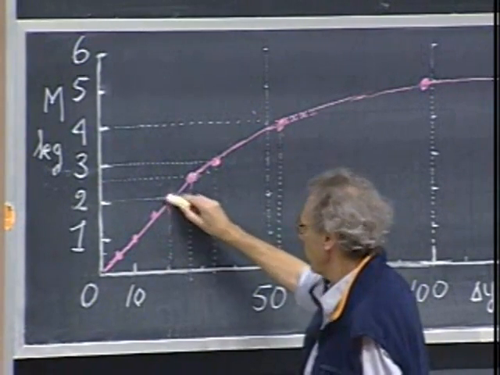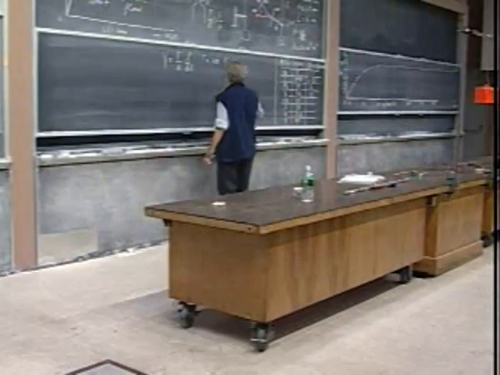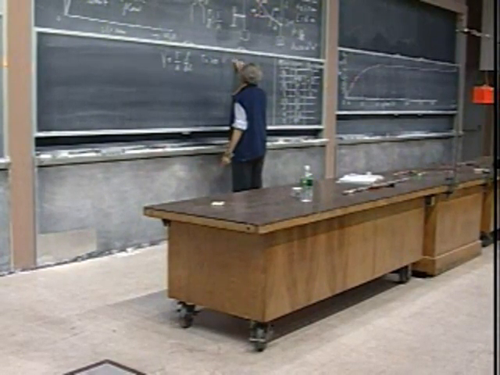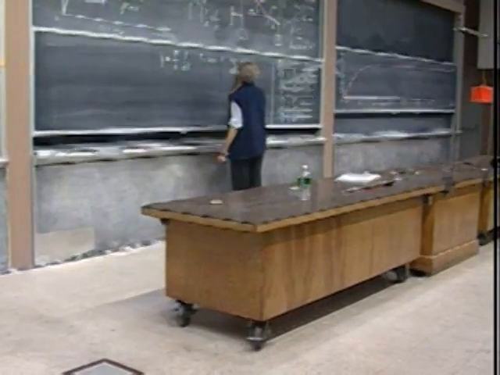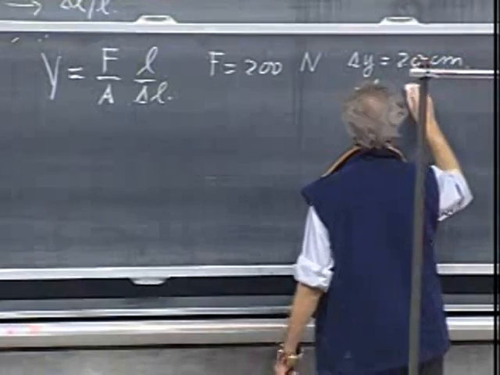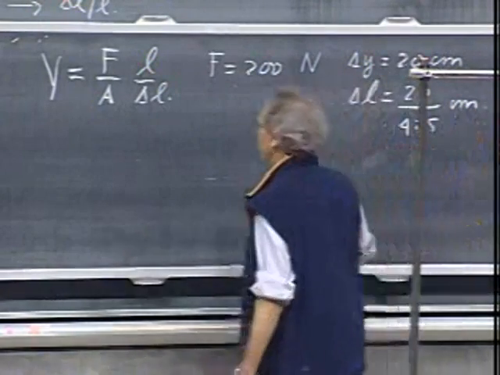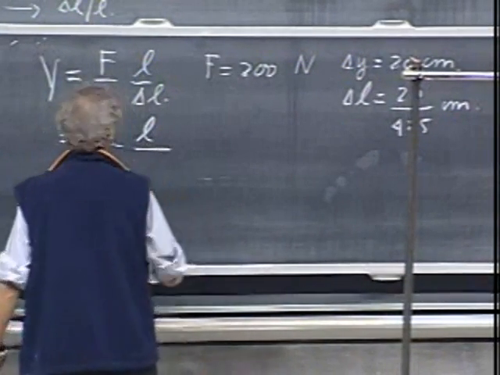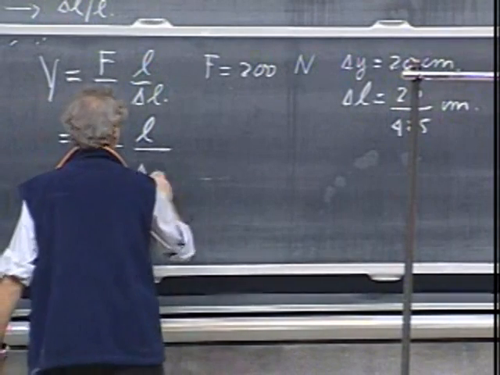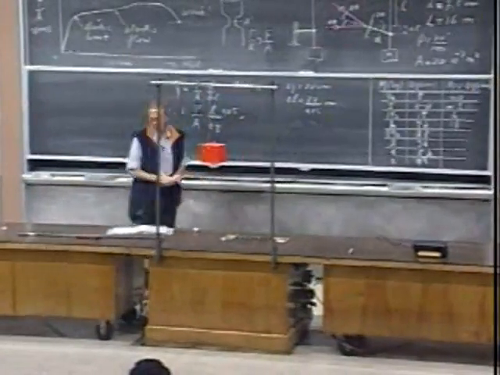So I will use 2 kilograms and 20 centimeters. I will use this point. So F equals 200 newtons. And then we have delta Y equals 20 centimeters. And so that means delta L equals 20 divided by 425 centimeters. So this is F divided by A, L, and then we have here delta Y times 425. And let's see what that is.